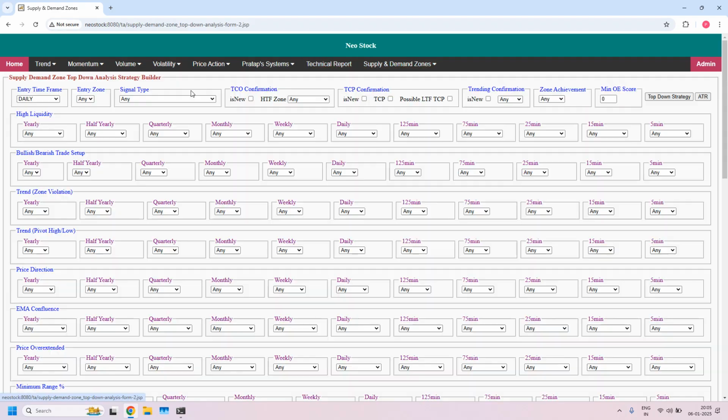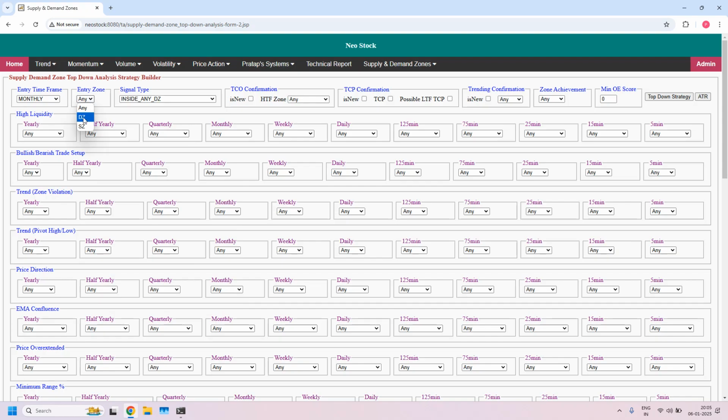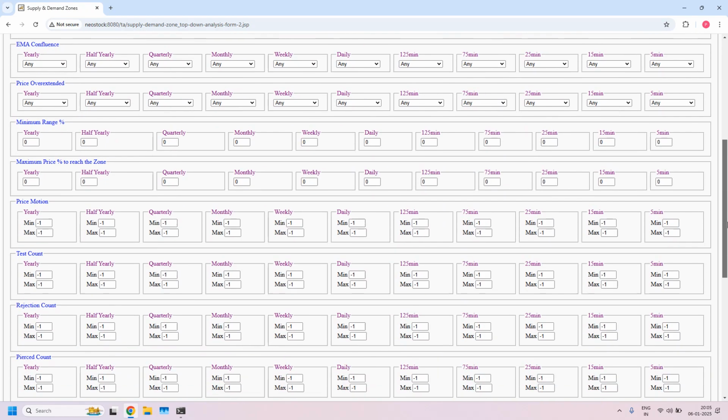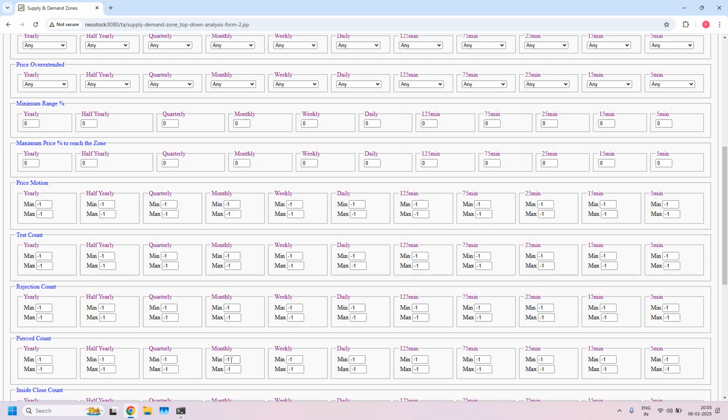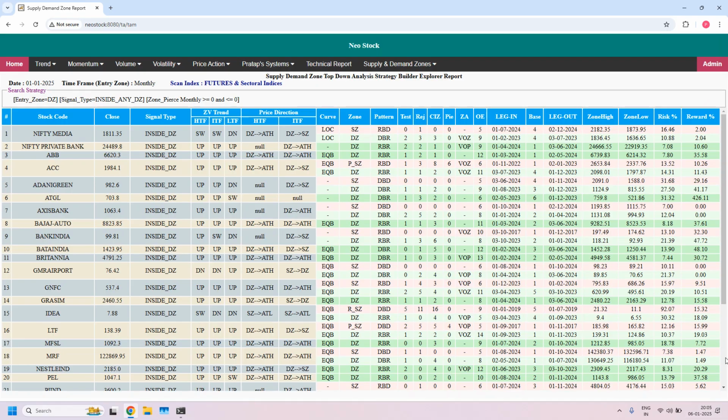Next, monthly time frame. Price closed inside the monthly demand zone, and these monthly demand zones should not be pierced. So in the pierced count, at monthly time frame, minimum value 0, maximum value 0. So we don't want pierced zones.